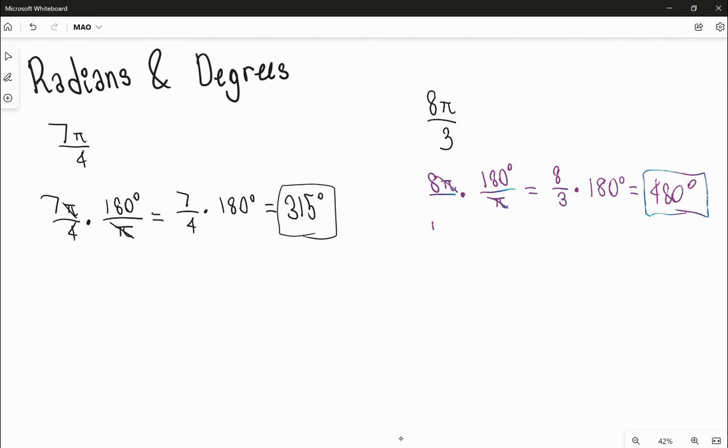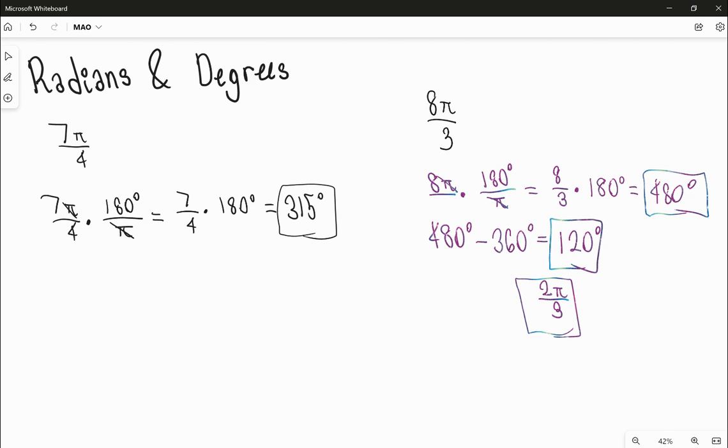But if you want to solve for what degree is equivalent to that, that's 480 minus 360 degrees, because that's a full circle. That would be equal to 120 degrees. So if it was just asking you to convert 8 pi over 3, 480 is the answer, but 480 degrees will end up at the same place on the circle as 120 degrees, which would end up at the same place on the circle as 2 pi over 3. So all 4 of these angle measures end up at the same place.